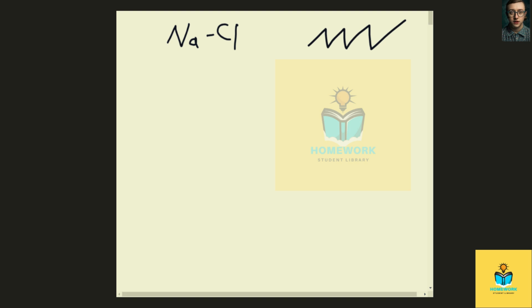Now, the two most common examples of properties that come about from the difference in bond strength are melting point and hardness or stiffness. Those being different properties, but ones that are deeply associated.